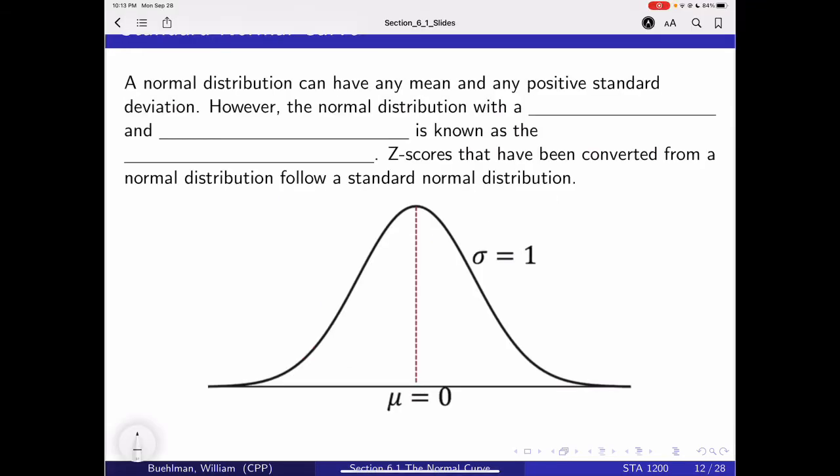A normal distribution can have any mean and any positive standard deviation. However, the normal distribution with a mean of 0 and a standard deviation of 1 is known as the standard normal distribution.